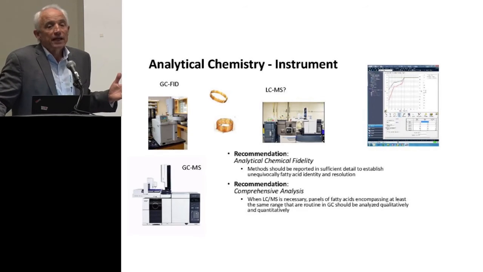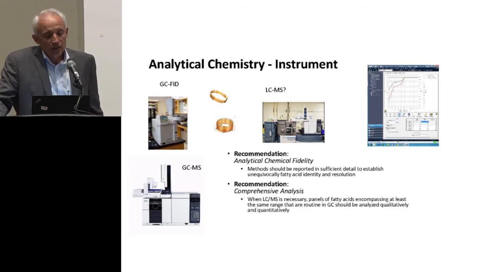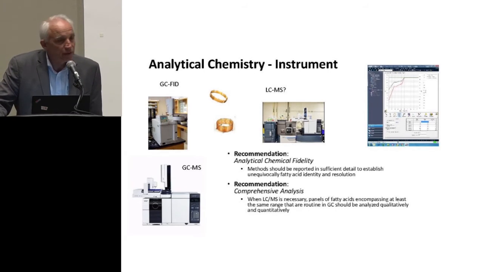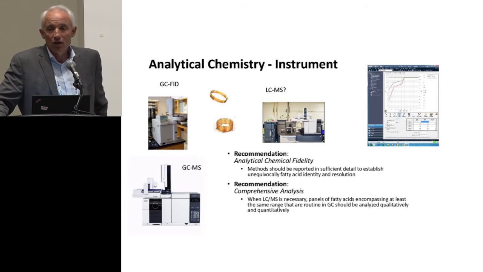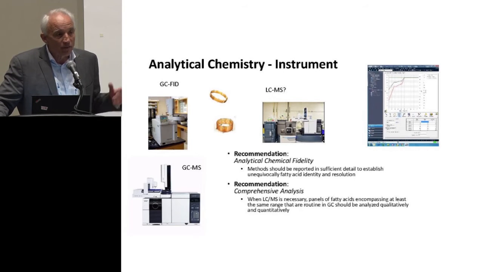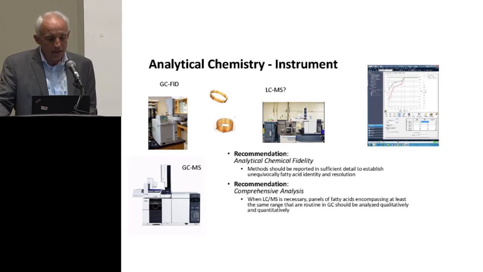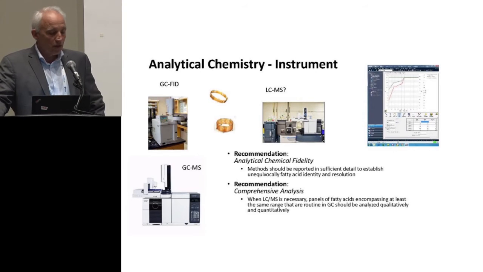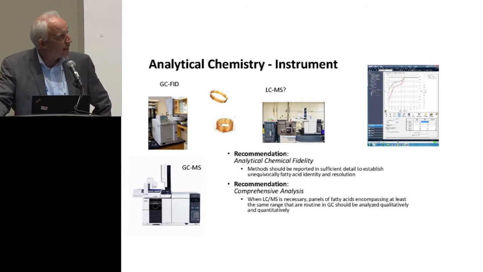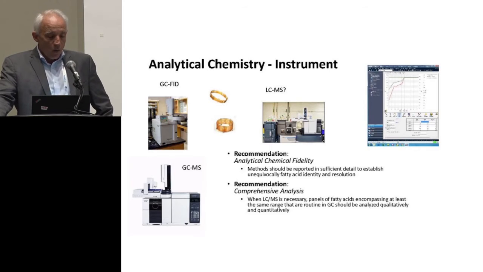The third aspect is the analytical chemistry itself. And as I mentioned, capillary columns have really taken us a long way. 30 meters are great. 100-meter columns enable more fatty acids to be evaluated. But we have options, obviously, gas chromatography with flame ionization detector or GC with mass spec detectors.